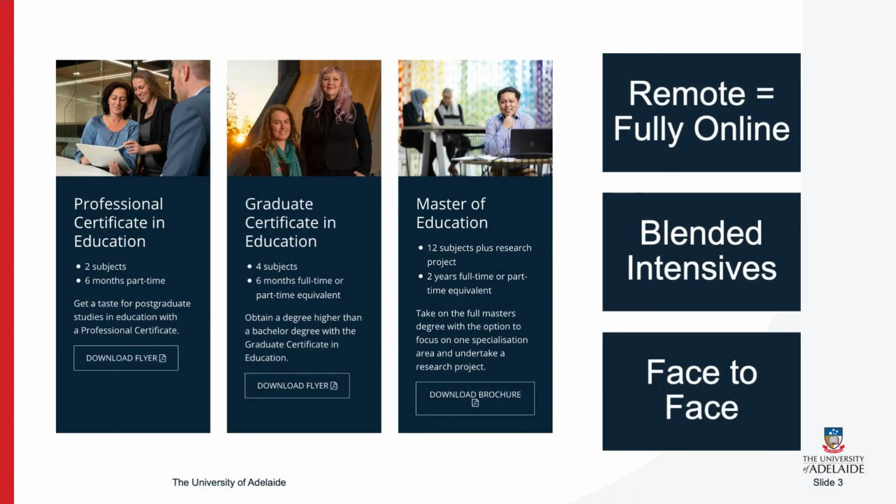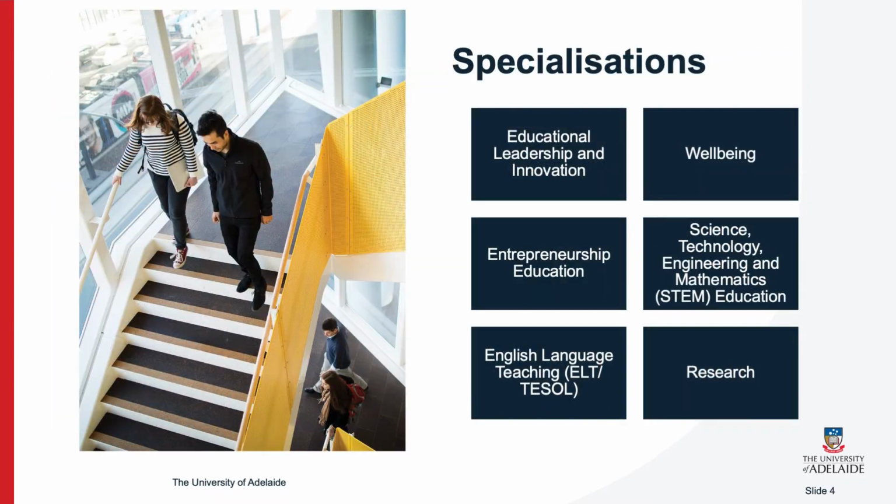Our Master of Education degree also has a number of nested awards, including the Professional Certificate in Education, which comprises of 2 courses, the Graduate Certificate in Education, which comprises of 4 courses, and our full Master of Education degree. We teach the degree in a number of different ways. We have fully remote online courses, we have blended intensives, and we also teach face-to-face as well.